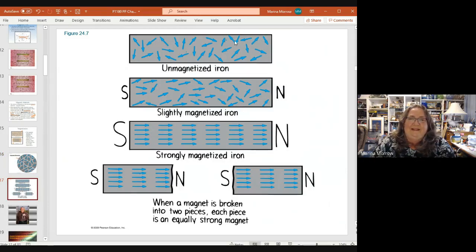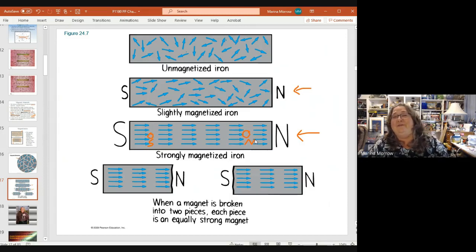Okay, so again, these are showing the domains represented by these arrows. And you can see how, as you line them further and further up, the magnetic field gets larger and larger. You can also see that there's nothing special about the points represented by a south and a north. Those are not special places. The magnetism of the material is due to those domains being lined up, and those are throughout the material.